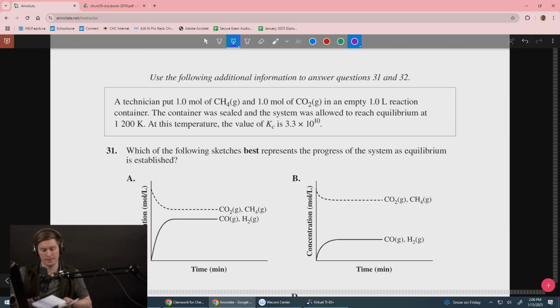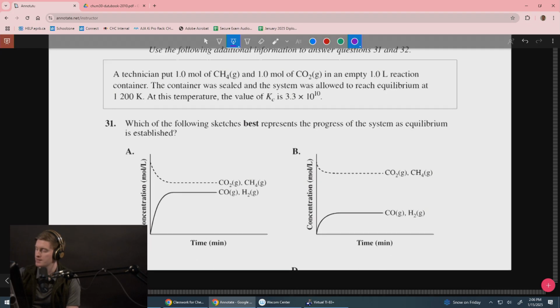Next question. A technician put 1 mole of methane and 1 mole of carbon dioxide in an empty 1-liter reaction container. The container was sealed and the system was allowed to reach equilibrium at 1,200 Kelvin. At this temperature, the value of Kc is 3.3 times 10 to the 10. Okay. Which of the following sketches best represents the progress of the system as equilibrium is established?